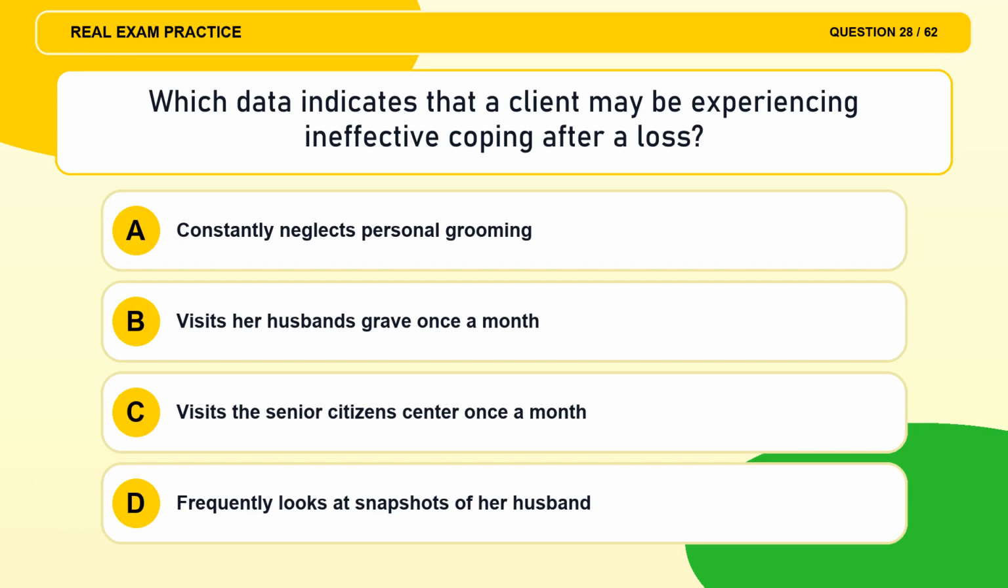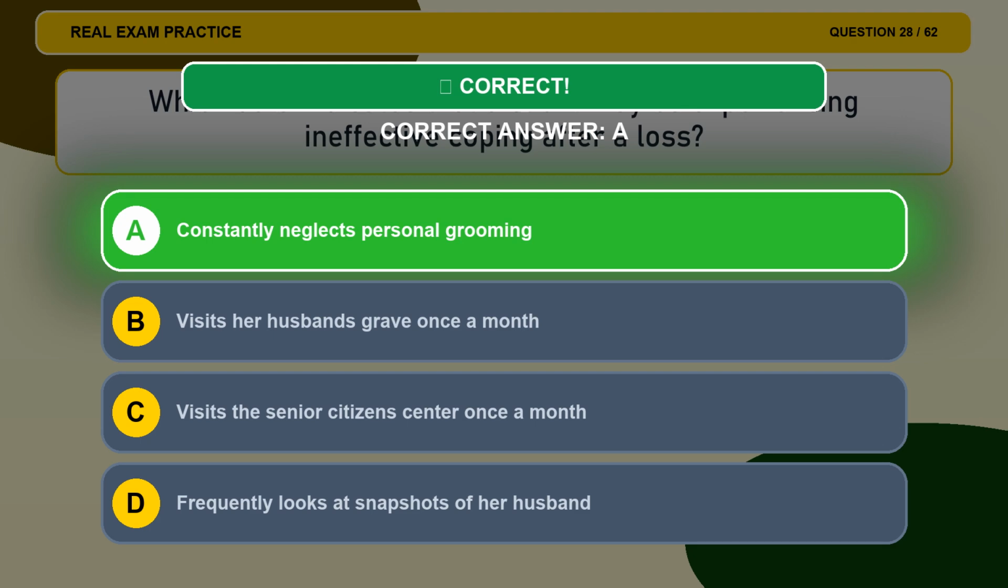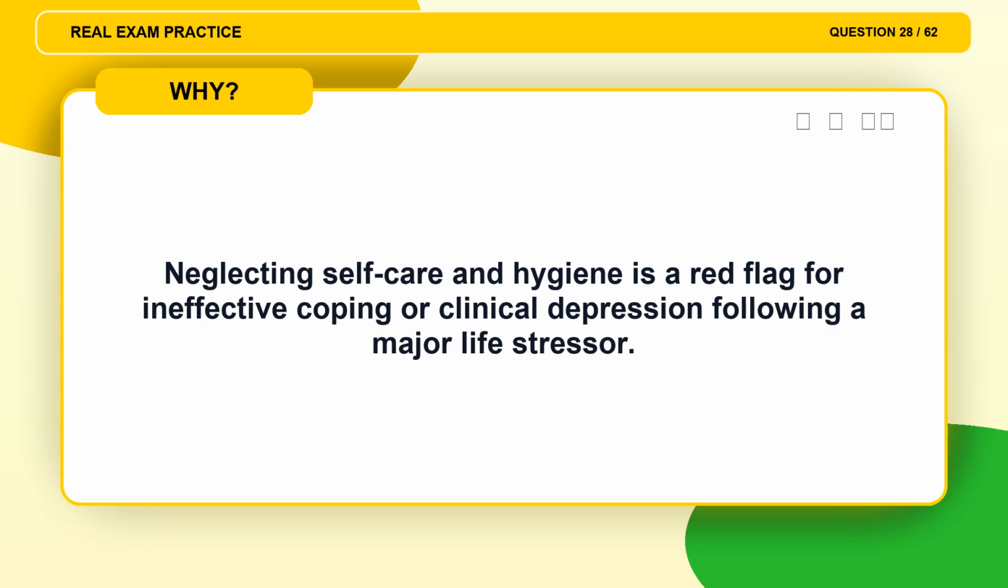Question 28. Which data indicates that a client may be experiencing ineffective coping after a loss? Option A, constantly neglects personal grooming. Option B, visits her husband's grave once a month. Option C, visits the senior citizen center once a month. Option D, frequently looks at snapshots of her husband. The correct answer is Option A, constantly neglects personal grooming. Neglecting self-care and hygiene is a red flag for ineffective coping or clinical depression following a major life stressor.